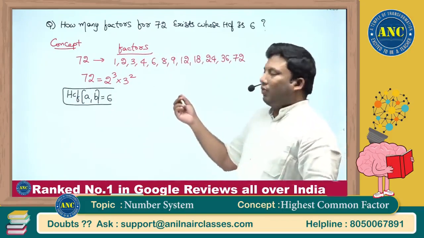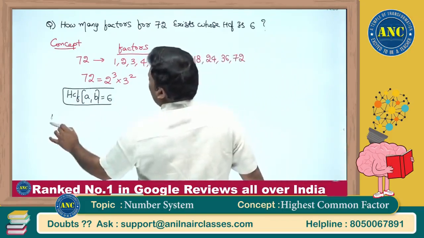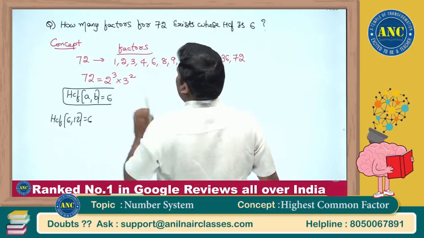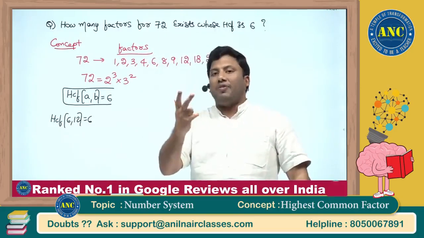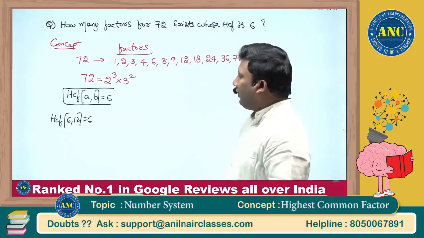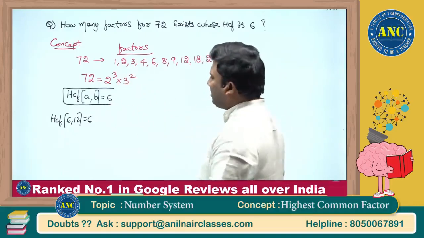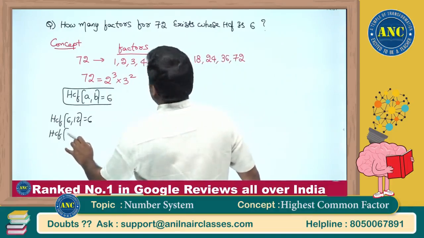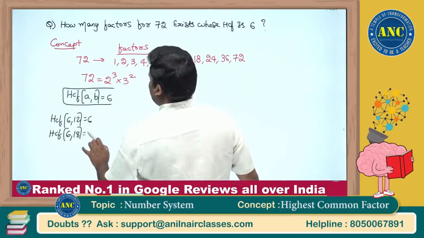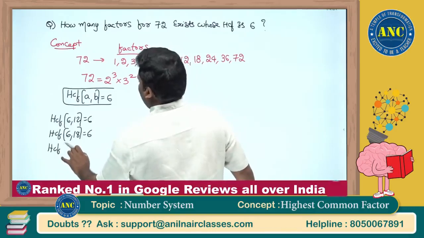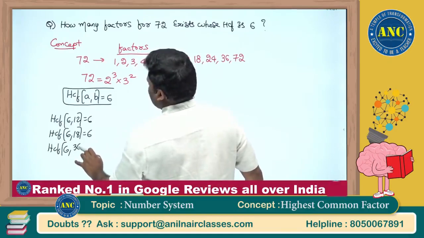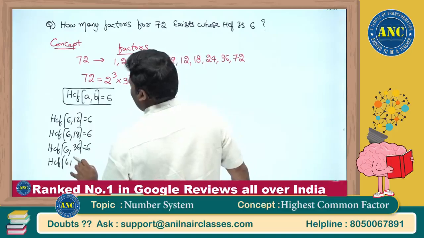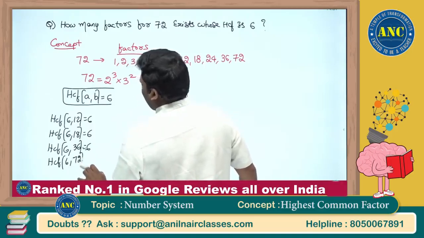Now one way is to find out the two numbers I am picking. HCF of 6 comma 12 is 6. I need to pick two factors among the factors of 72 whose HCF is 6. One way is to solve it like this. HCF of 6 comma 18 is 6. HCF of 6 comma 36 is 6. HCF of 6 with 72 is 6.